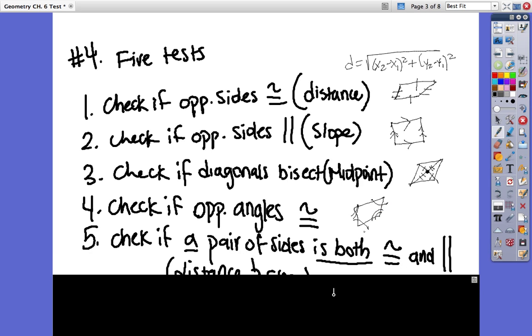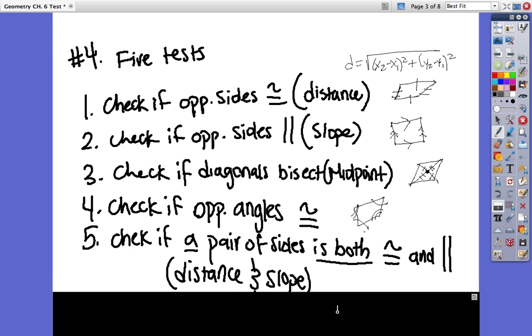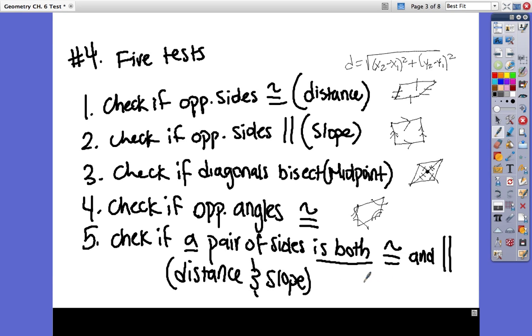You check if a pair of sides is both congruent and parallel. So if you have a quadrilateral and you have a pair of sides that's parallel and also congruent, then you don't need to test the other pair of sides. You automatically know that it is a parallelogram if a pair of sides is both congruent and parallel. The way you test that is by using the distance and slope formula.